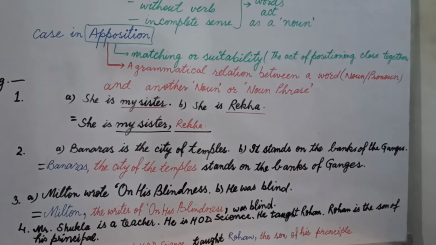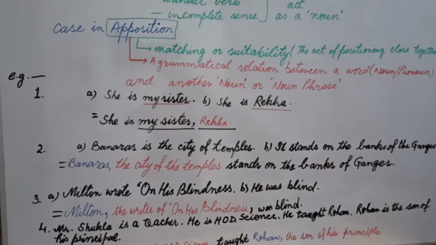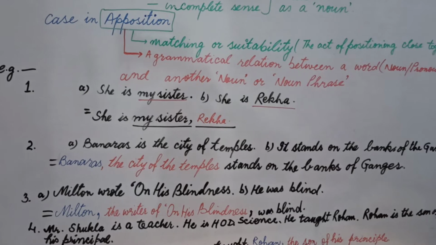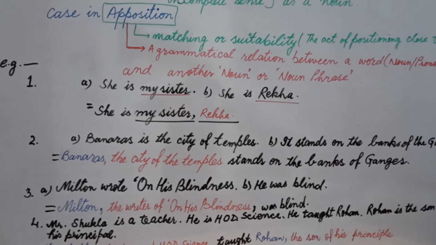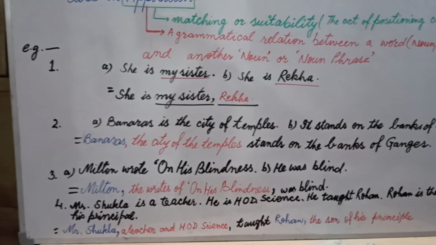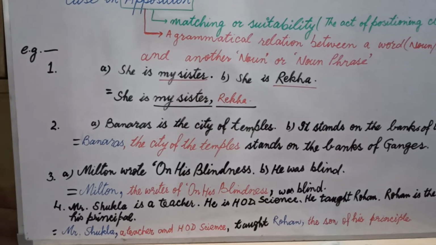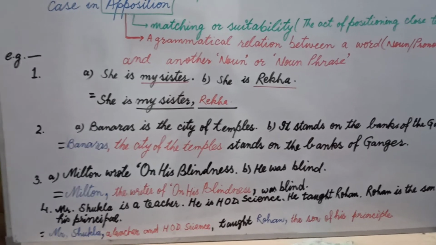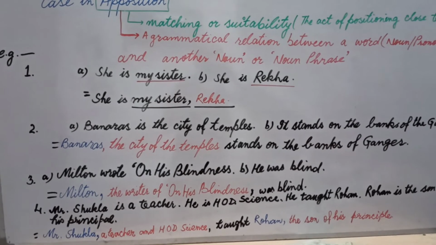Now let's come to example number 3. In example number 3, there is a new type of structure. Milton wrote on his blindness, he was blind. Students, there is no noun given here. There is no noun at all. We will have to create a noun, and we will use nominalization. I mean to say, you will turn this verb into a noun.